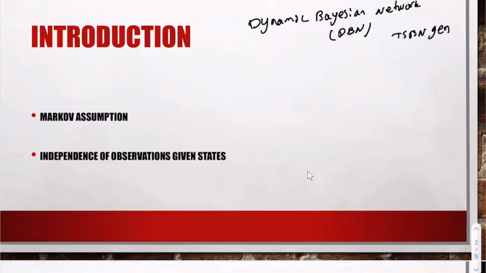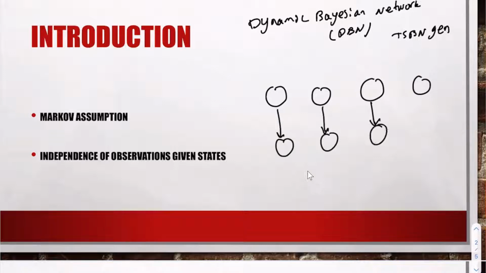Now, the HMM structure looks like this. These are called O1, O2, O3, O4, all the way, and these are S1, S2, S3, and S4, all the way.